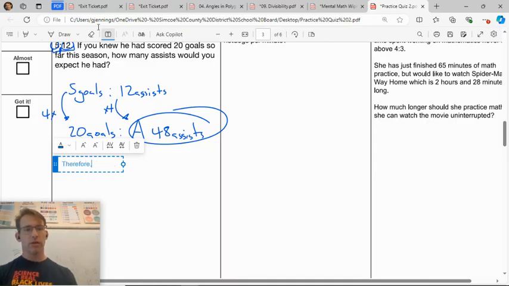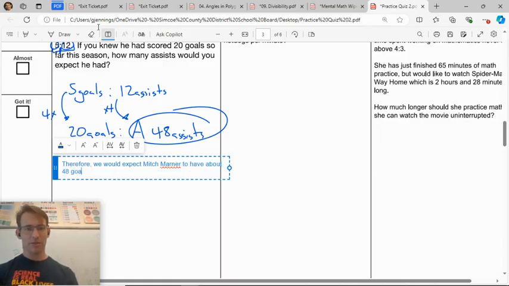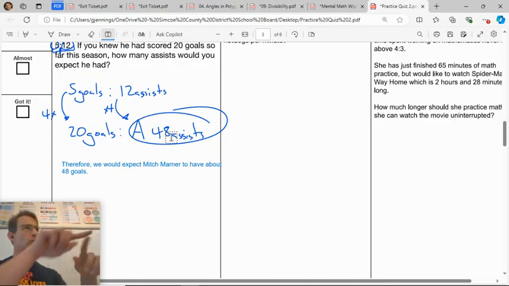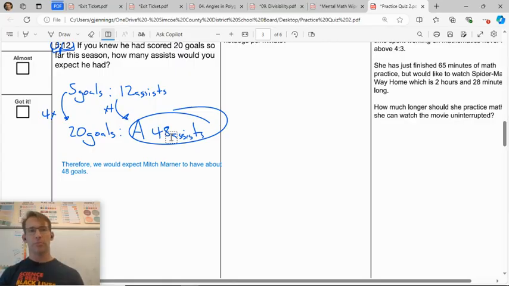Therefore, we would expect Marner to have about 48 goals. There. Write a sentence. The sentence shows not only that you understand that you have found the answer, but what your answer represents in this context. So that's a great way to close the loop on your learning and apply what you know.